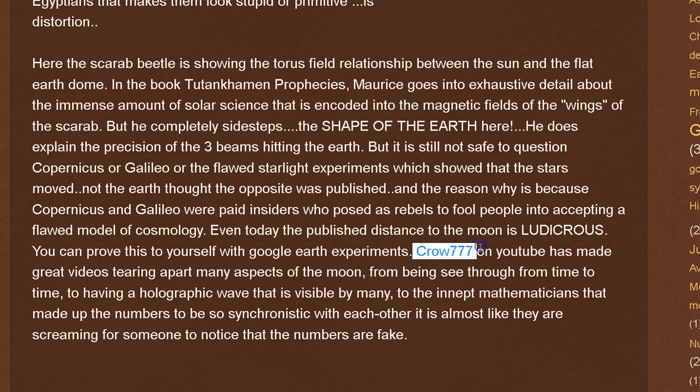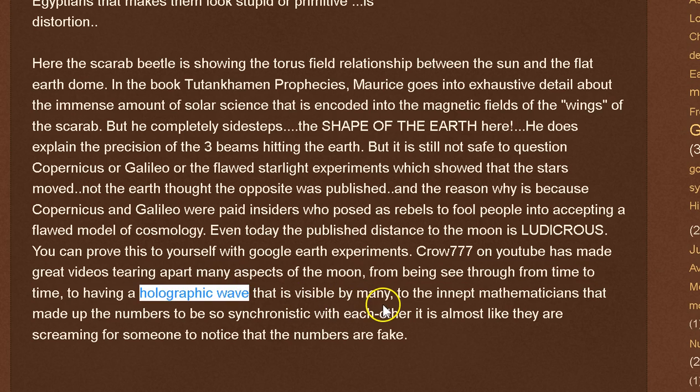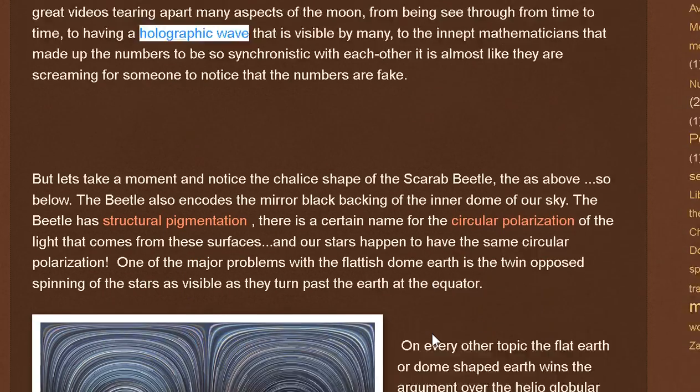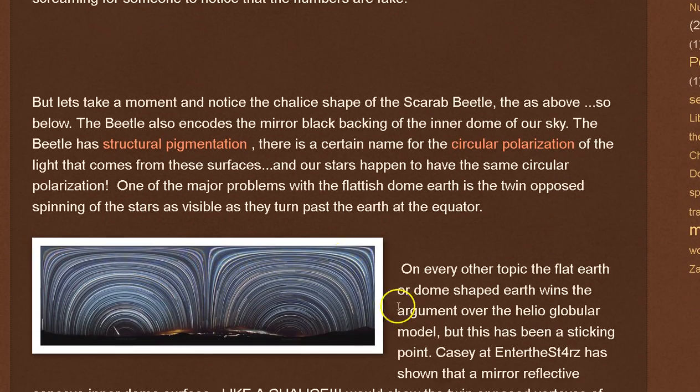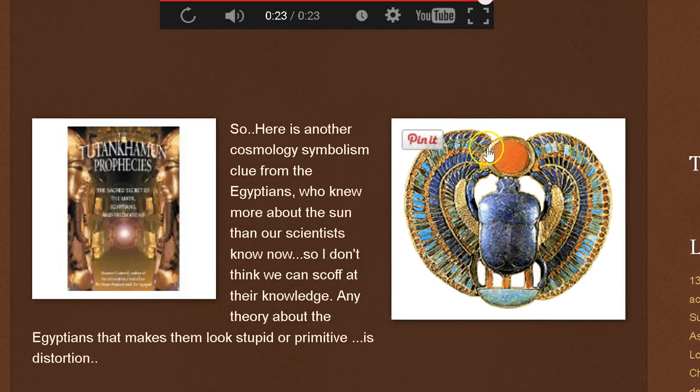CROW777 on YouTube has made great videos tearing apart many aspects of the moon, from being see-through from time to time, to having a holographic wave that is visible by many, to the inept mathematicians that made up the numbers to be so synchronistic with each other it is almost like they are screaming for someone to notice that the numbers are fake. But let's take a moment and notice the chalice shape of the scarab beetle, the as above, so below. The beetle also encodes the mirror black backing of the inner dome of our sky. The beetle has structural pigmentation.